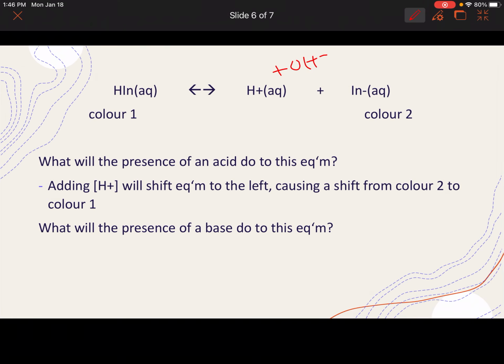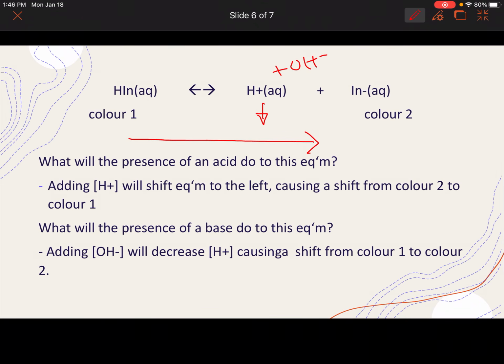If we take away H+, that means we are going to reduce the concentration of H+ because the OH- is going to react with it. In which case, which way will equilibrium go? Yeah, equilibrium will go to the right, and we will see color number 2 in this situation. So adding OH- will decrease H+, causing a shift from color 1 to color 2.